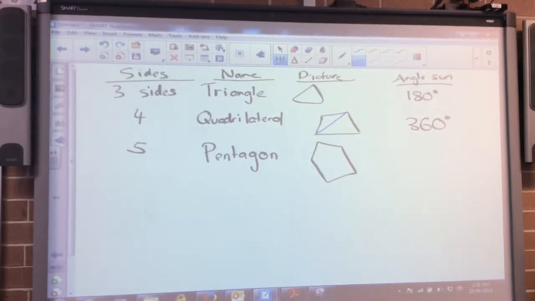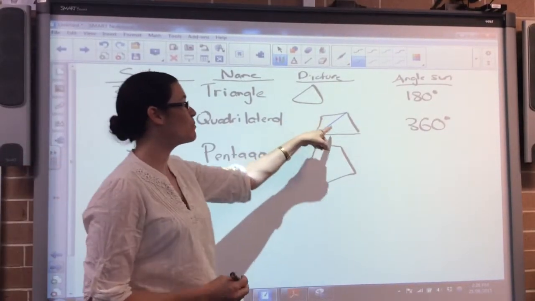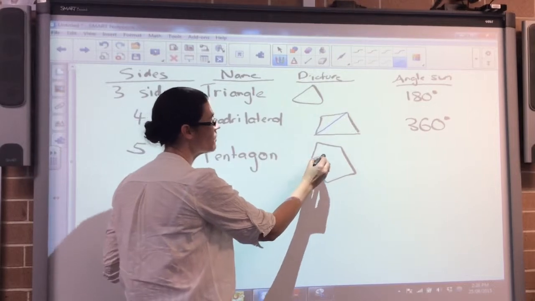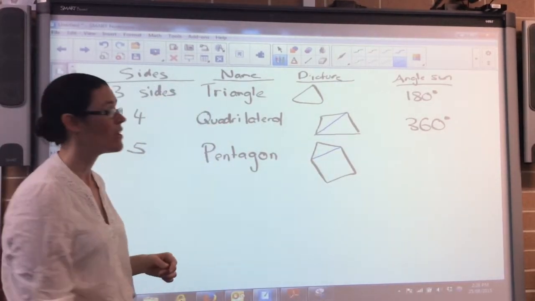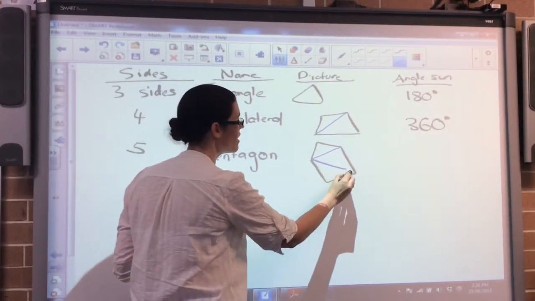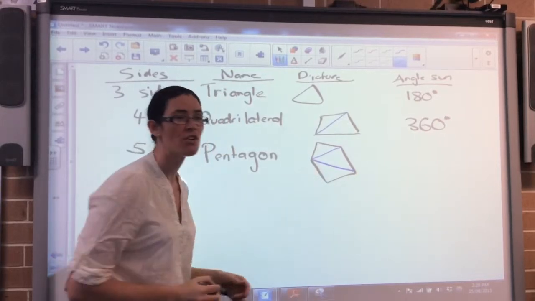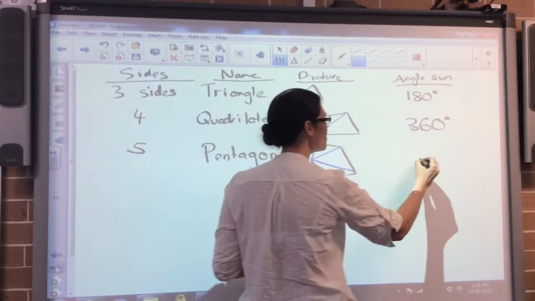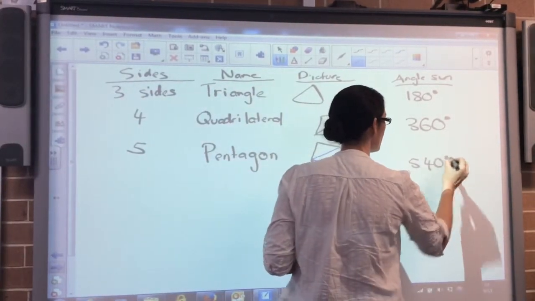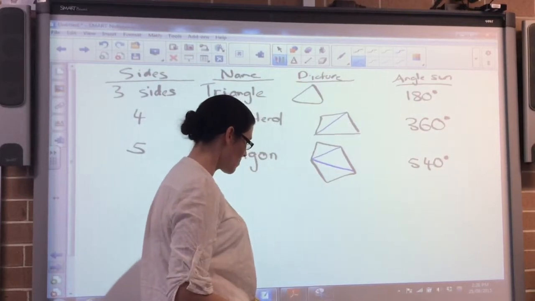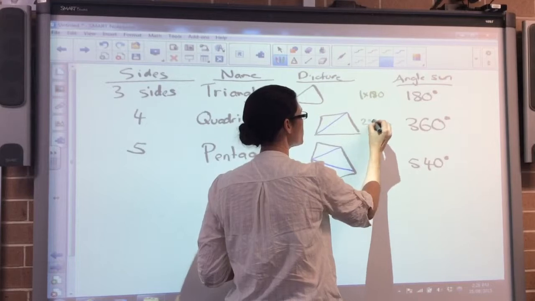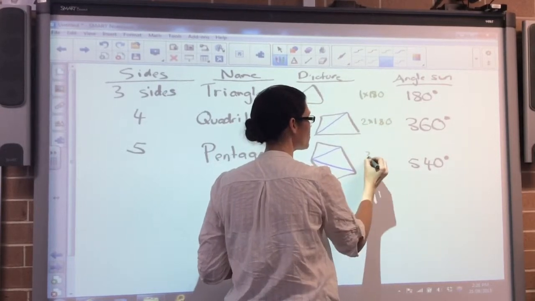Okay, so a pentagon has 5 sides. Now, here I could split that into triangles. Let's see what happens with this one. I can split a triangle off here. I can split a triangle here. How many triangles have I got? 3 triangles, well done. So it's 540. Okay, so this one up here was 1 times 180, this was 2 times 180, and this was 3 times 180.